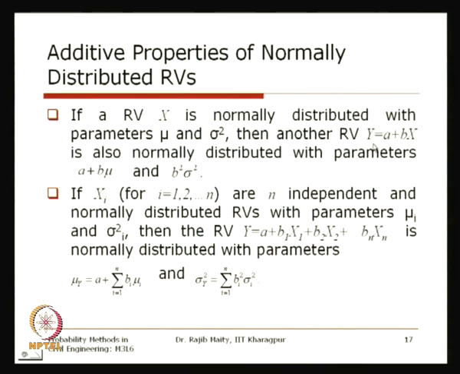While discussing the functions of random variables, we will see, if we know the parameters for one random variable, how to get the distribution as well as the parameters for its function. So this normal distribution is one example that we have shown here. While discussing the functions of random variables, this will be discussed in a general way, irrespective of any particular distribution of the original random variable.